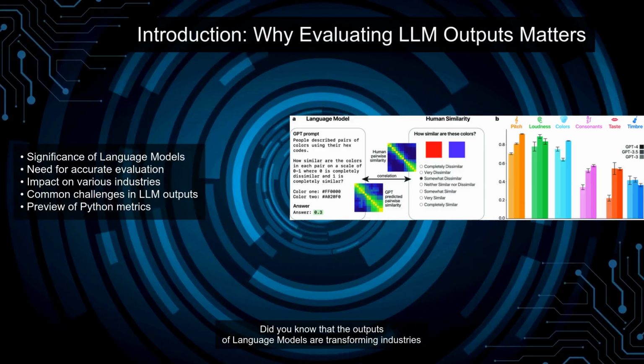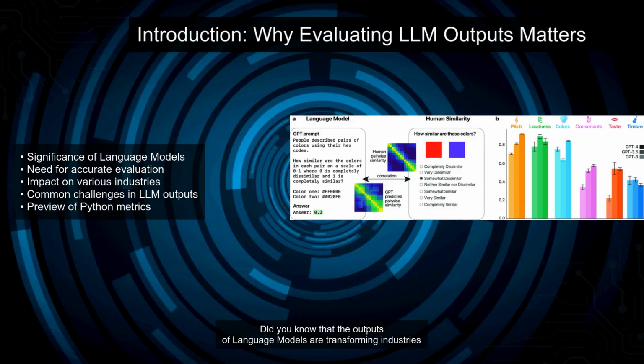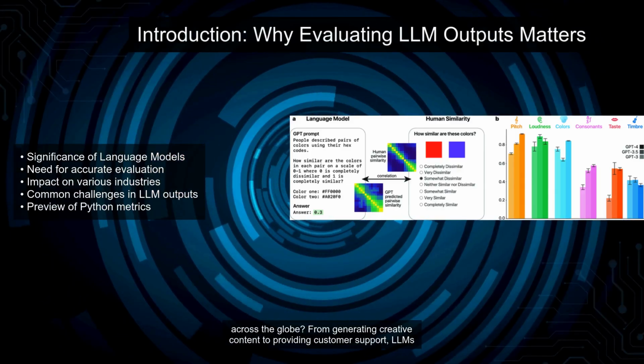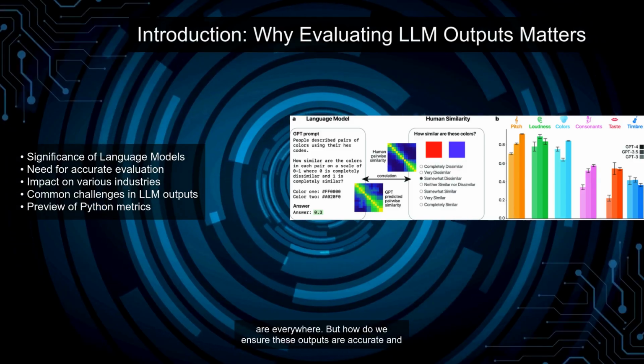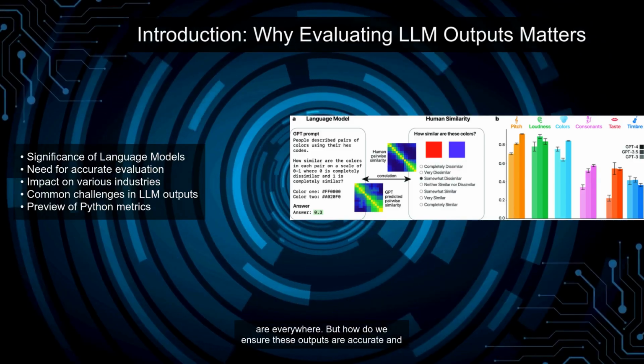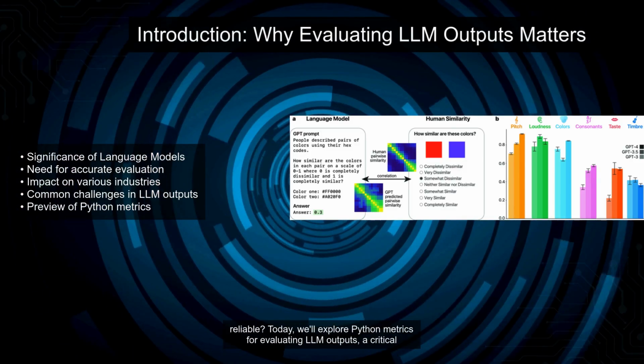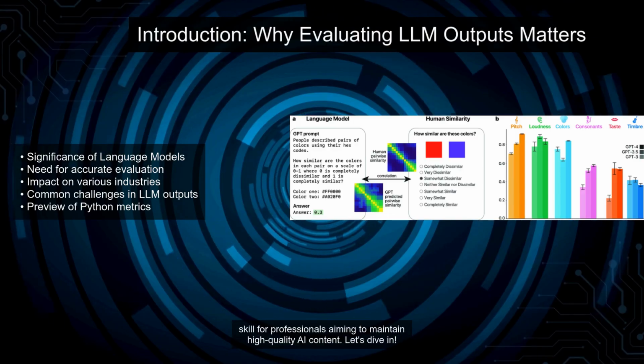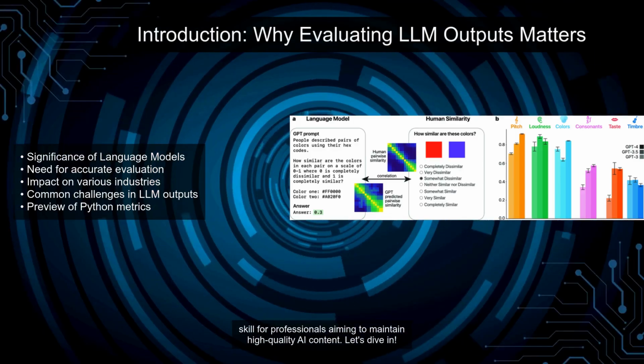Did you know that the outputs of language models are transforming industries across the globe? From generating creative content to providing customer support, LLMs are everywhere. But how do we ensure these outputs are accurate and reliable? Today, we'll explore Python metrics for evaluating LLM outputs, a critical skill for professionals aiming to maintain high-quality AI content.